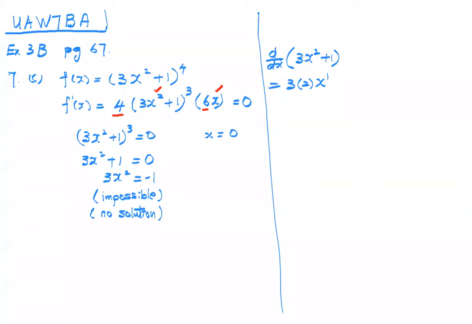Now I draw the sign diagram with the help of my graphic calculator. Because this is a polynomial, x can be any value. So I have to mark down the value of x that makes f prime x equal to 0. This means f prime 0 is equal to 0, so I mark down the 0 here. Then I use my graphic calculator, y1 and y2. I get the answer: this is negative, this is positive. That is how you do it.